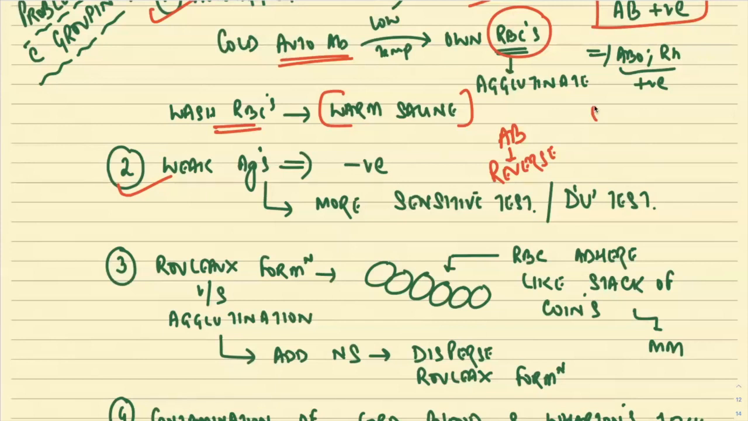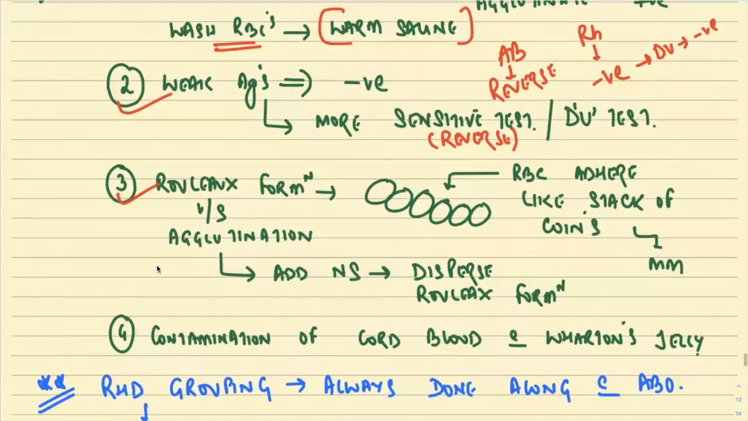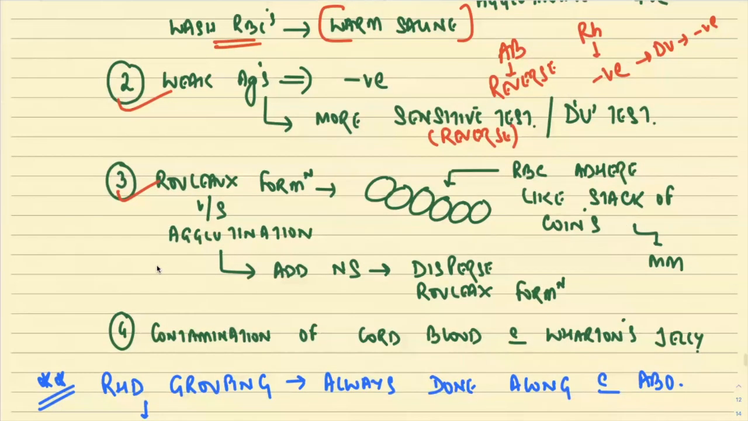Now, for example, in the RH system, as I already told you, if it comes out to be negative in the RH system, so in that particular case, what are you going to do? You are going to confirm by doing a DU test. Only if the DU comes out to be negative, that you are going to label. So over here, you carry out a more sensitive test. Okay, you can do the reverse grouping or you can do the DU test. I've already discussed this.